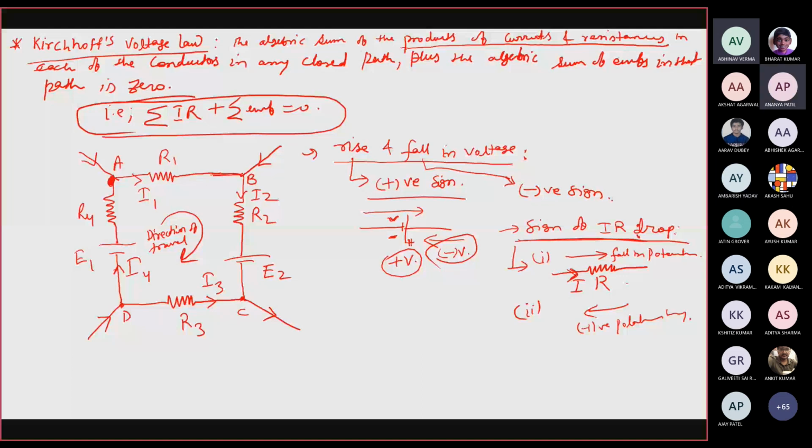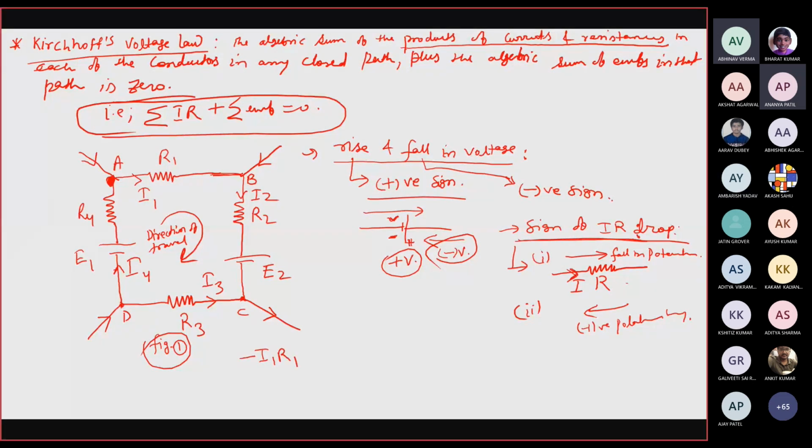So now, using these two concepts, try to apply KVL in this circuit, in figure 1. Write it down. Start from A, and let us consider the clockwise direction. In this resistor, current is flowing from left towards right, from A towards B, and we are moving in the same direction. So what will be the drop? Tell me. I1 R1. So minus I1 R1, right?